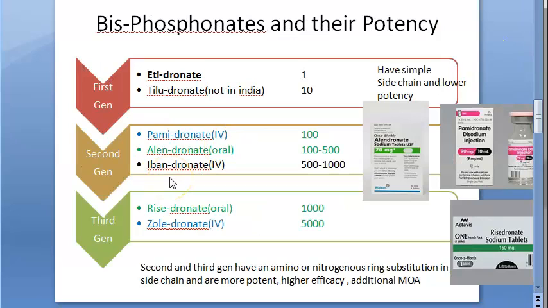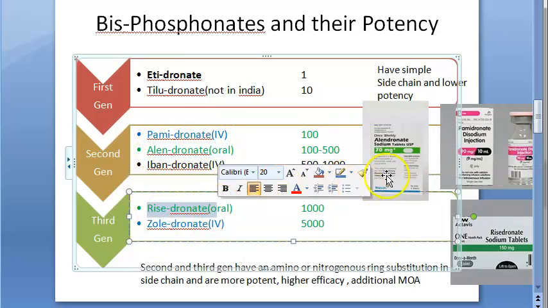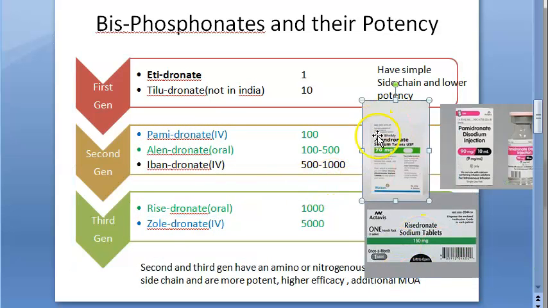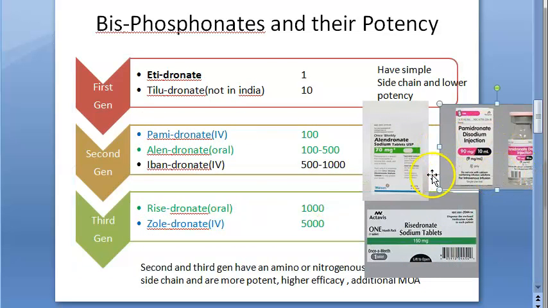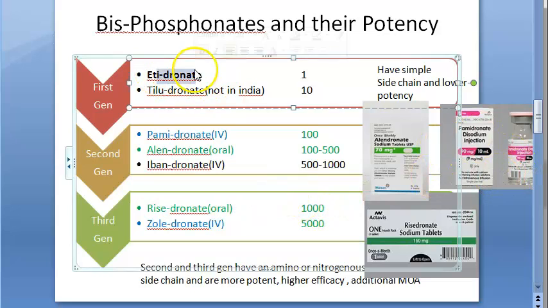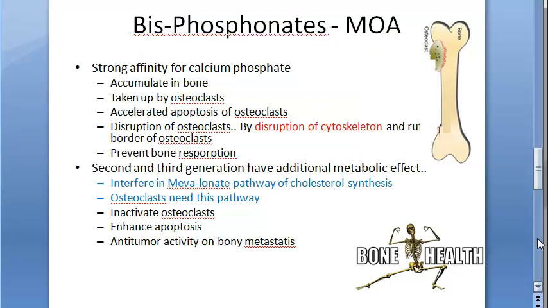Okay, so you remember the classification, right? We have looked at the second and third generation drugs: Alendronate, which is given orally, Pamidronate given IV, Zoledronate given IV, and Risedronate given orally. So remember, two examples for oral, two examples for IV. Alendronate and Risedronate are oral, both shown here in green. Then you have Pamidronate and Zoledronate, which are given IV. Etidronate is the first generation, not used much now because it has very low potency. So we are done with the mechanism of action.